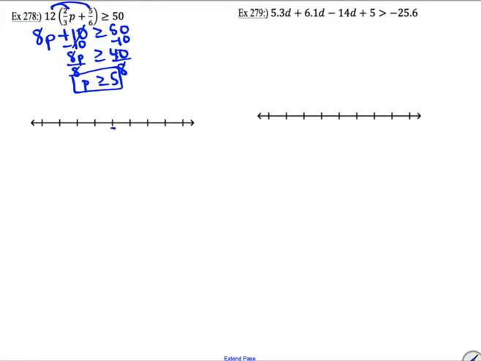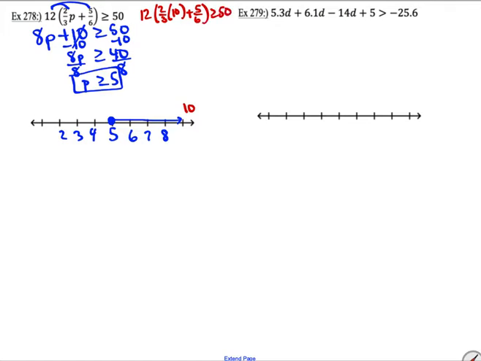Now on my number line, I need to have the number 5. I'm going to throw a few more numbers on there just to make the number line more complete. 5 is included, so it's going to be filled in. And P is greater, so we need to indicate numbers greater than 5. And then pick and check a solution. I say we check 10. 10 is over here. 12 times 2/3 of 10 plus 5/6 is greater than or equal to 50.